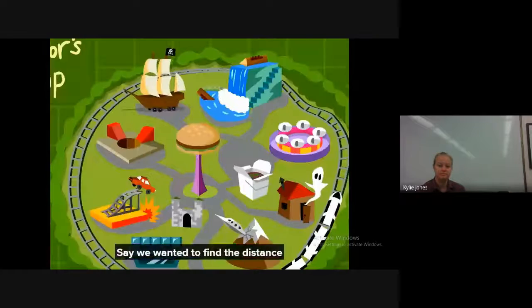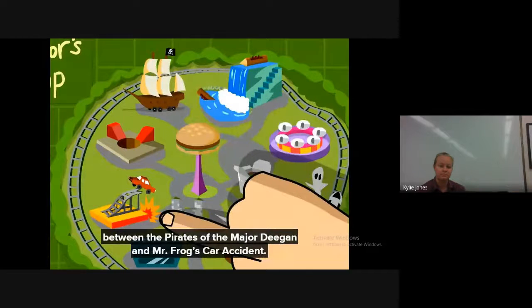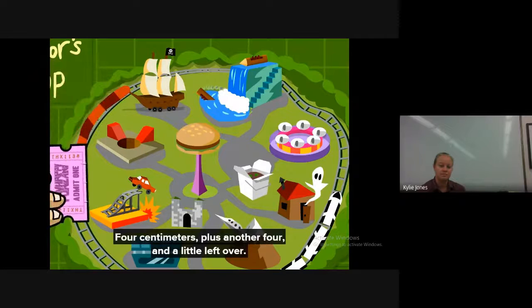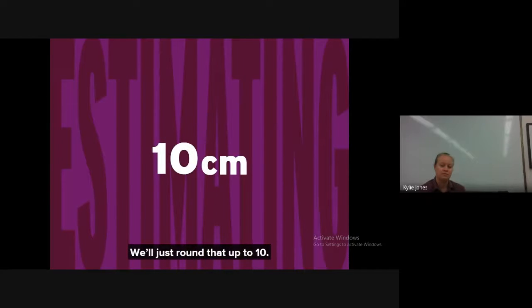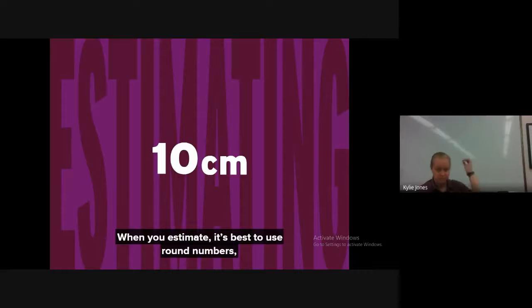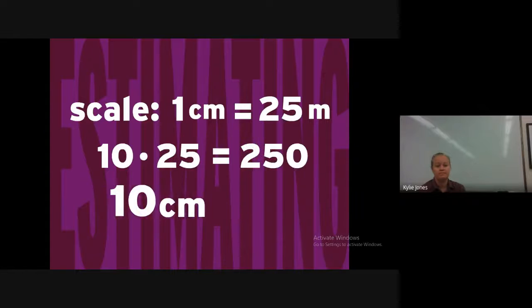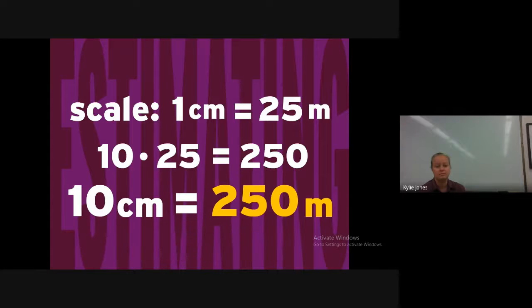Say we wanted to find the distance between the Pirates of the Major Deegan and Mr. Frog's car accident. 4 centimeters plus another 4 and a little left over. Okay, it's a little over 9 centimeters. We'll just round that up to 10. When you estimate, it's best to use round numbers, which are easy to deal with in your mind. So, according to this map, the two rides are about 250 meters apart.